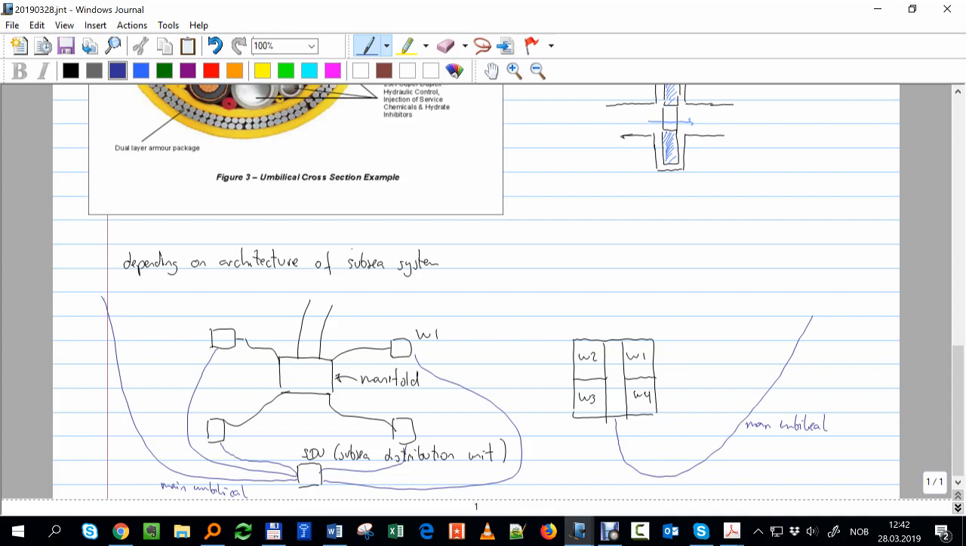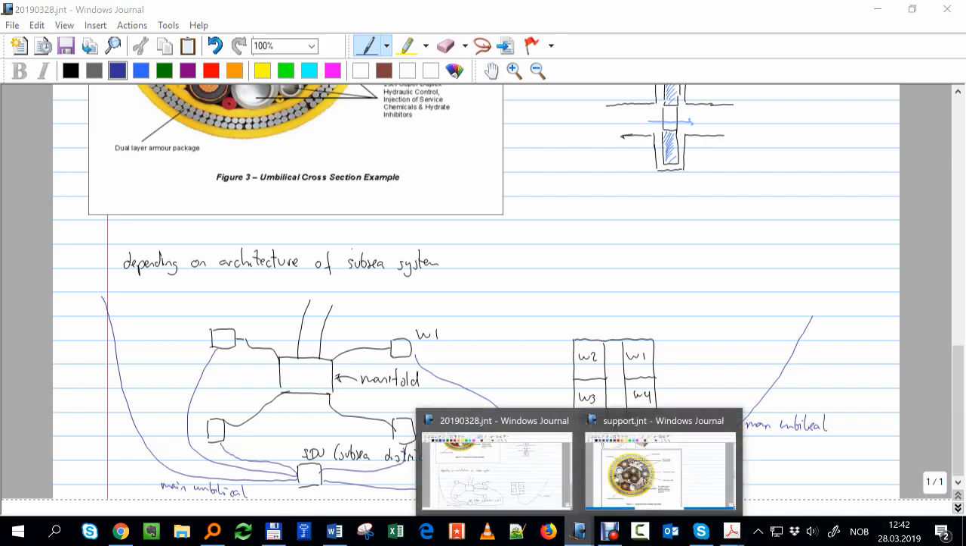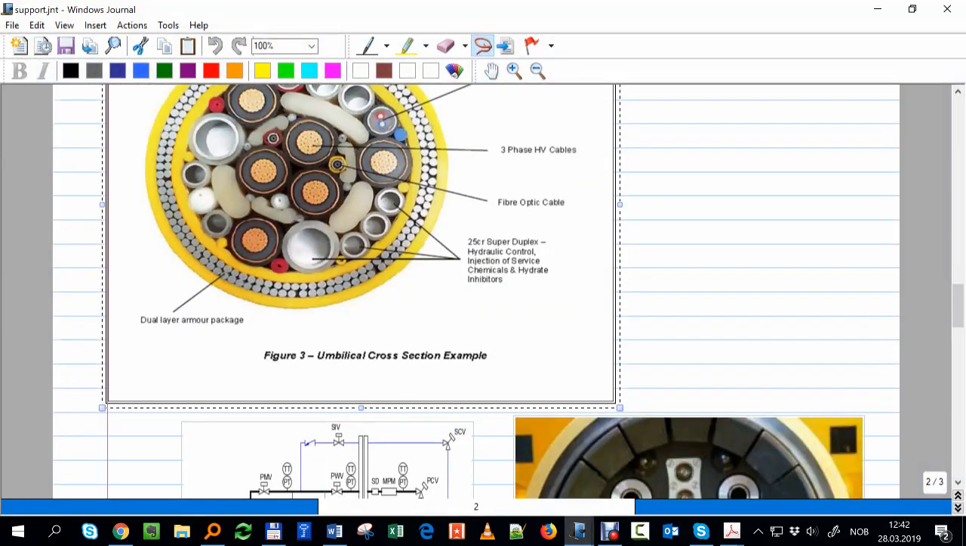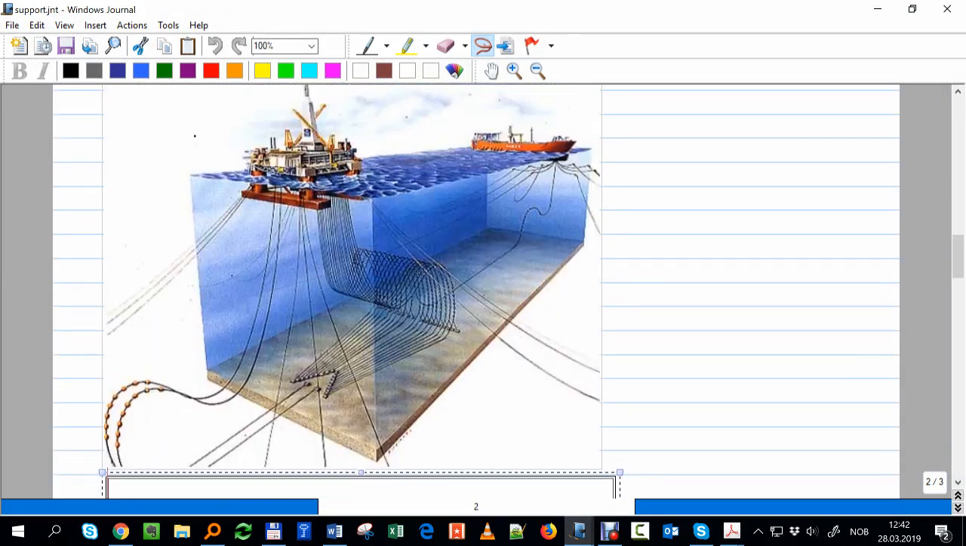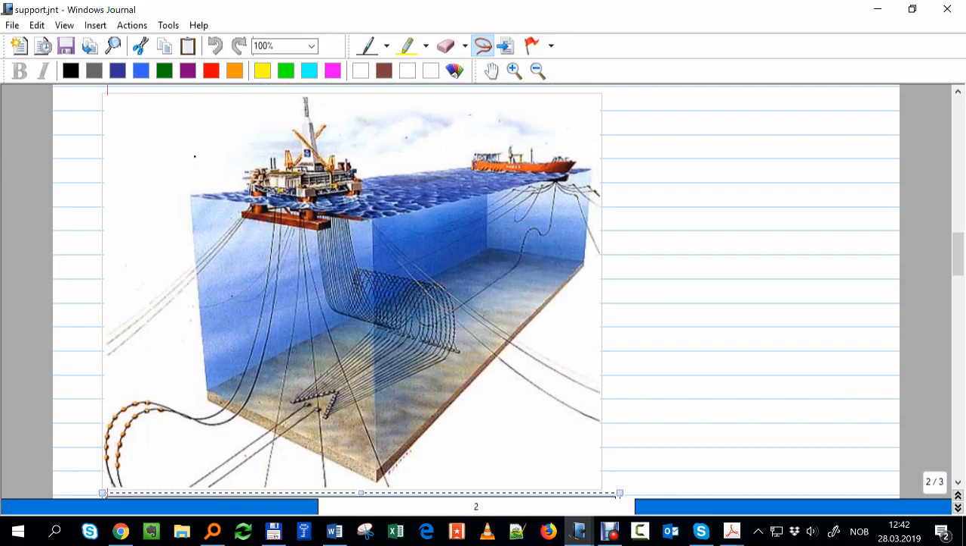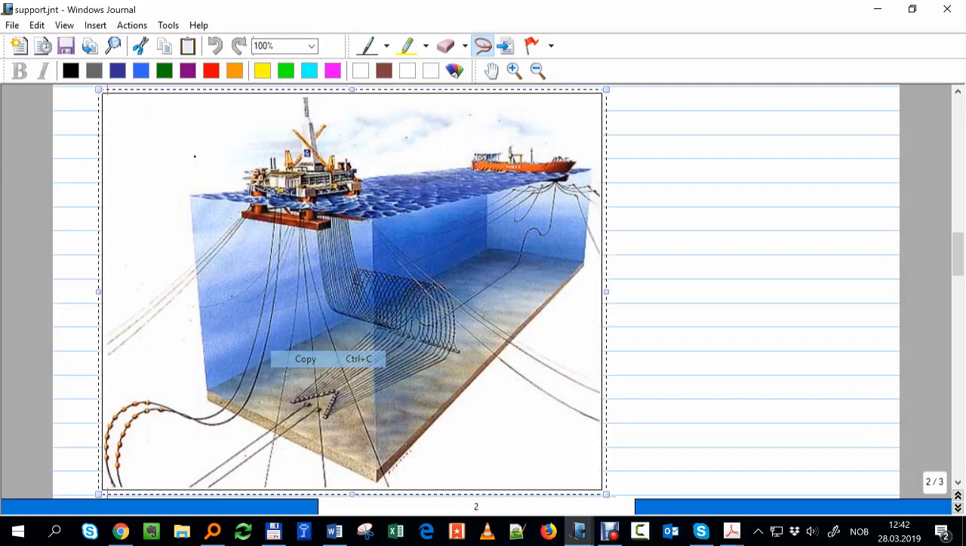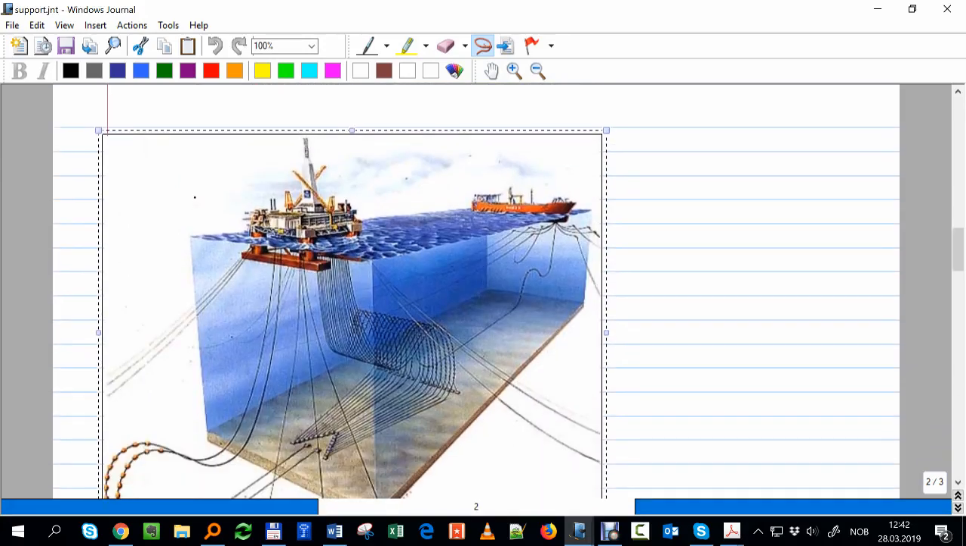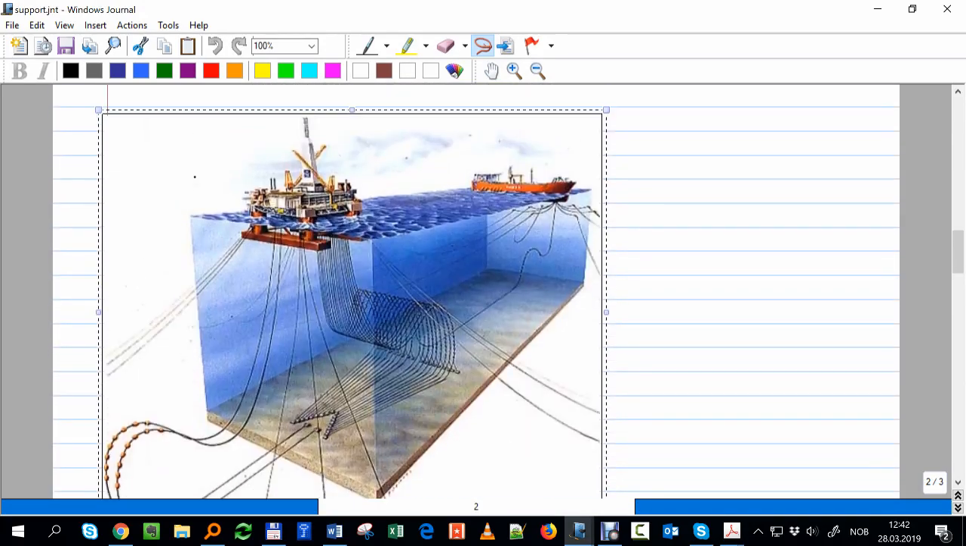directly to the manifold module, so everything is a bit more compact. I think I have some images on that. Like that's the case of a semi platform. What kind of structure is that? Semi-submersible, called Njord.